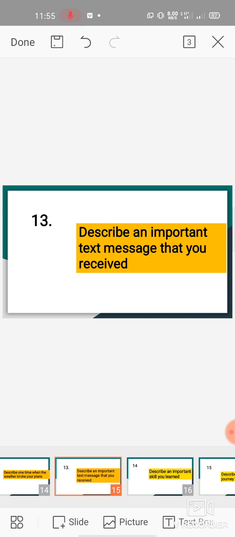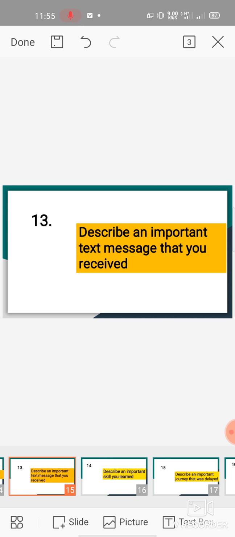13, describe an important text message that you received. So it can be any important message that is related to your IDP also, and that can be related to your job, that can be related to your exam.